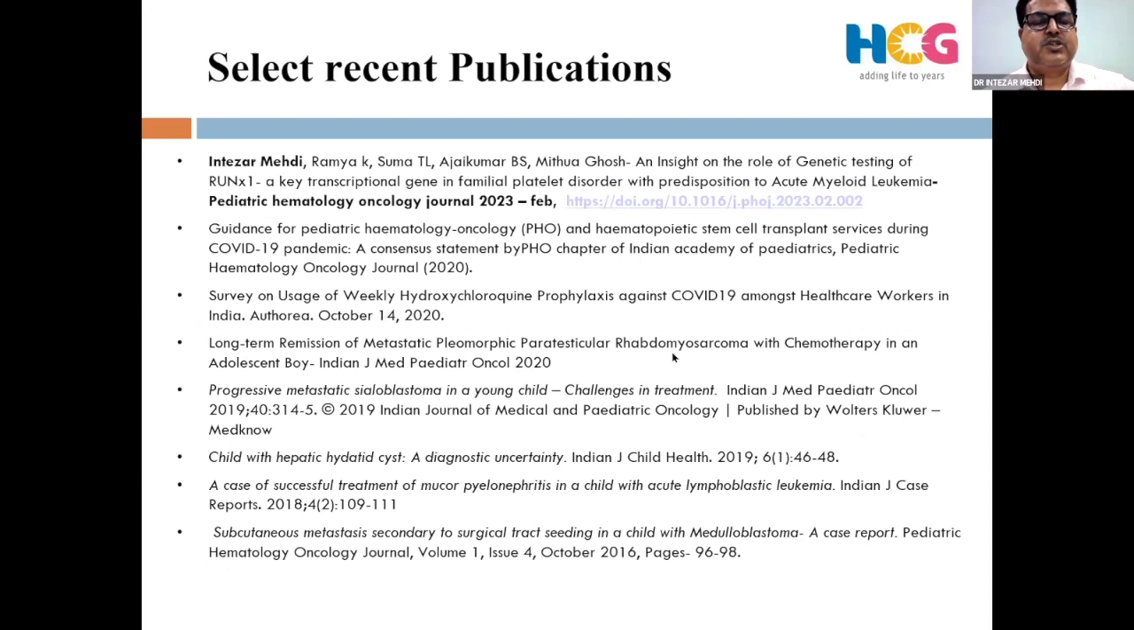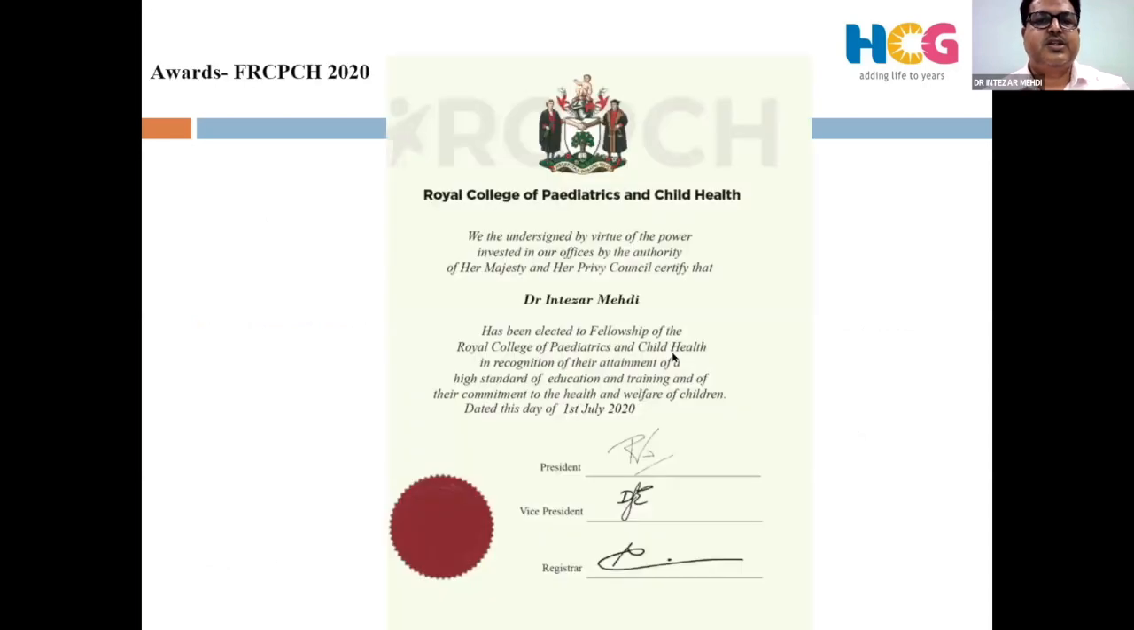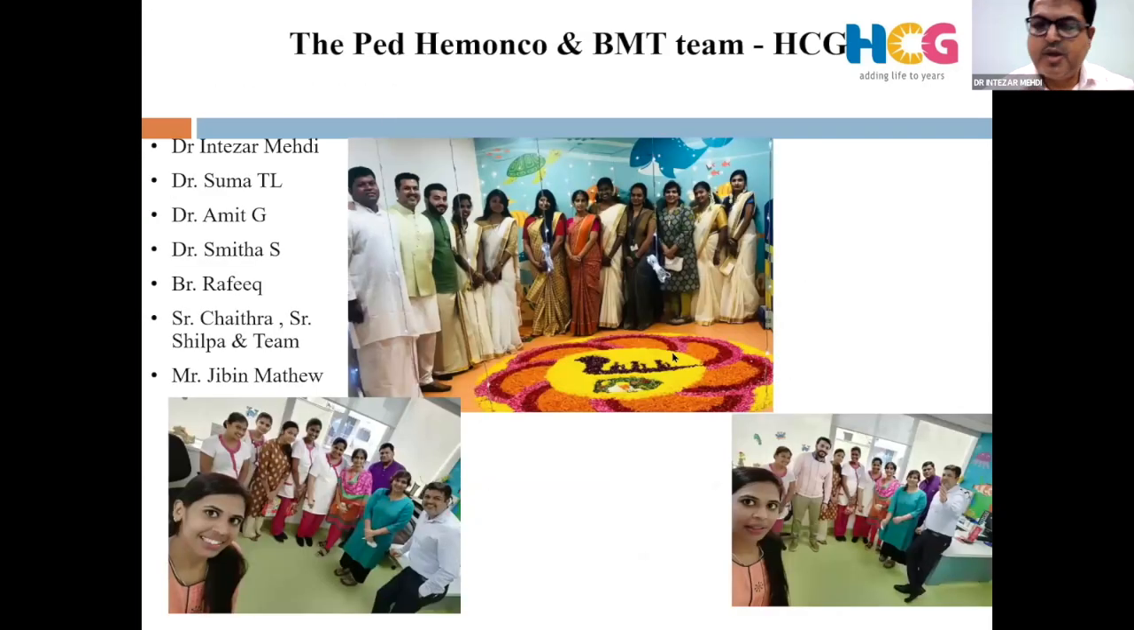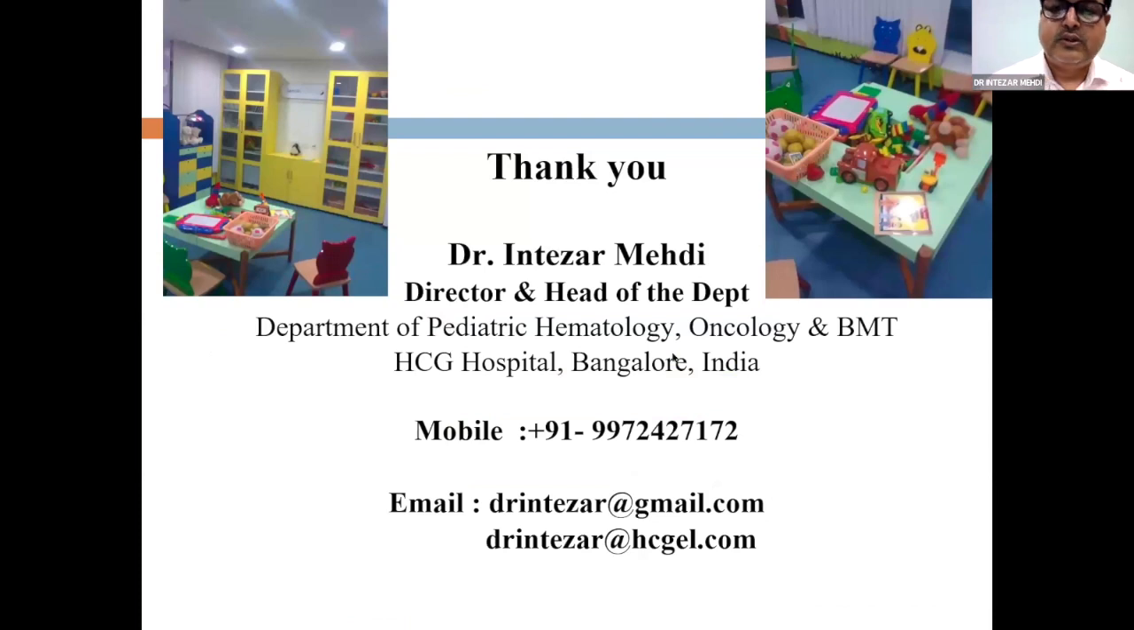These are some of the publications from our center. These are the recent awards, and this is my beautiful team without whom I wouldn't have been able to do what we have been doing at our center. Thank you for your patient hearing, and if there are any questions, I'll be happy to take.